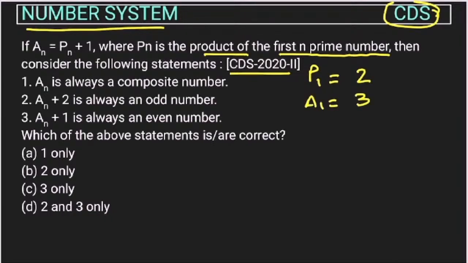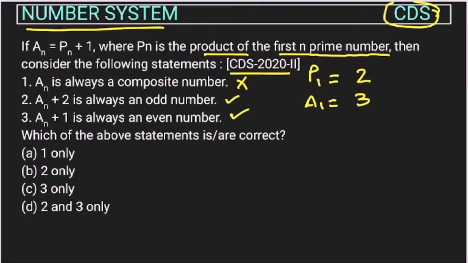Now let's check the statements. So an is always a composite number. This is not a composite number, so this is wrong. An plus 2: an is 3, if we are doing plus 2, this is 5, an odd number. This is correct. An plus 1 is always an even number. So this is 3 plus 1, 4. This is an even number. So the second and third are getting satisfied.